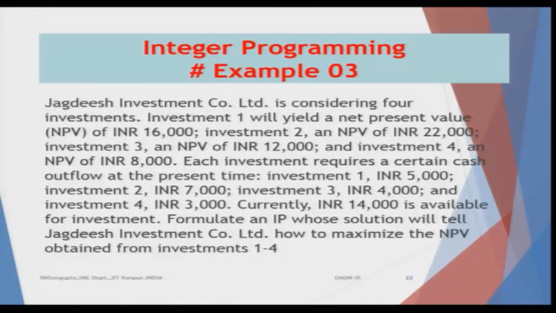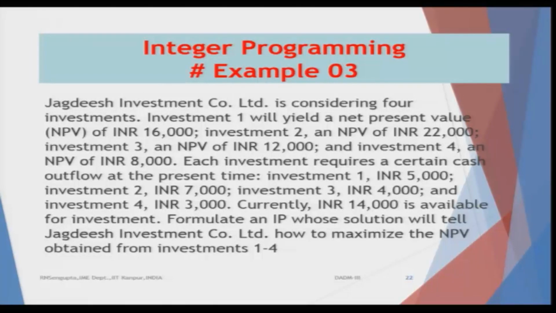Each investment, which is investment 1, 2, 3, 4, requires a certain cash outflow at the present time. So you basically have to give some cash, or cash would be going out of the pocket of Jagdish Investment Company Limited. They are as follows: investment 1 is 5,000, investment 2 is 7,000, investment 3 is 4,000 and investment 4 is 3,000. Currently, the total amount of money available in Jagdish company is 14,000, which means that 14,000 has to be apportioned depending on what the investments are.